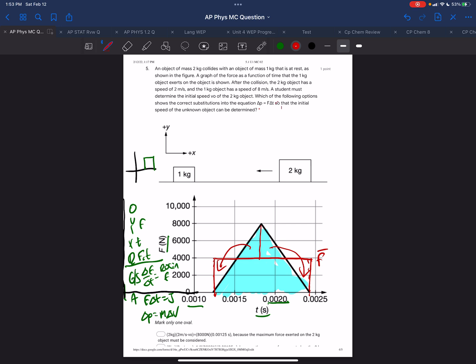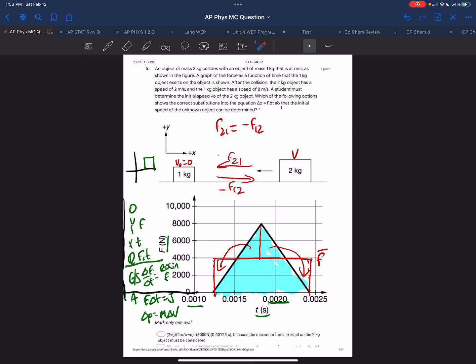So now going on to the question. We have a mass of 2 kilograms colliding with a 1 kilogram that's at rest. So we have some velocity. We have a V0 equal to 0 here. We have the force over time. And, of course, we know that the force that the 1 exerts on the 2 is equal and opposite to the force that the 2 exerts on the 1. So F21 is equal and opposite to F12. They're equal and opposite to each other.